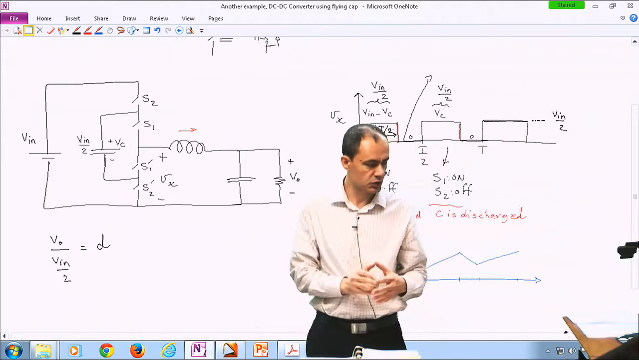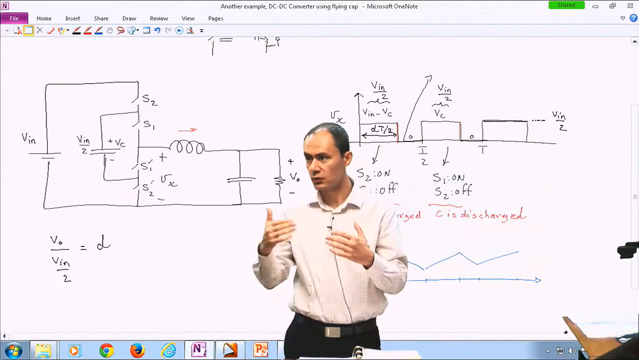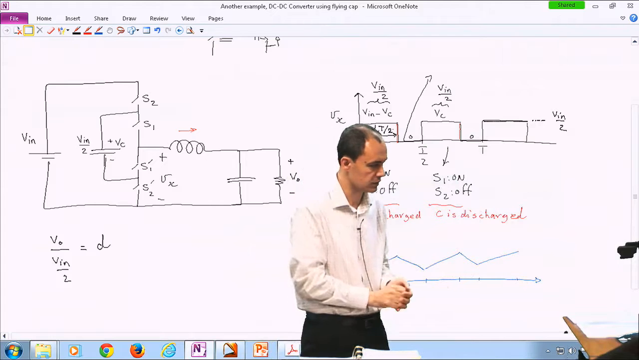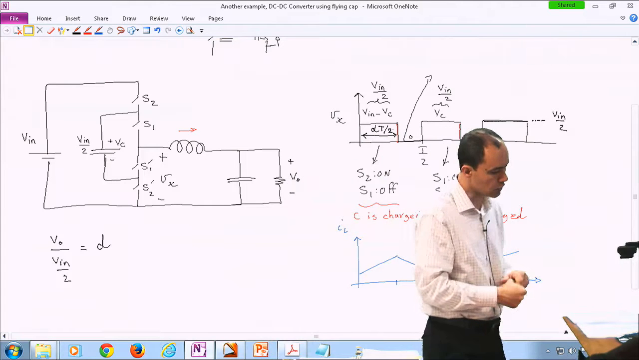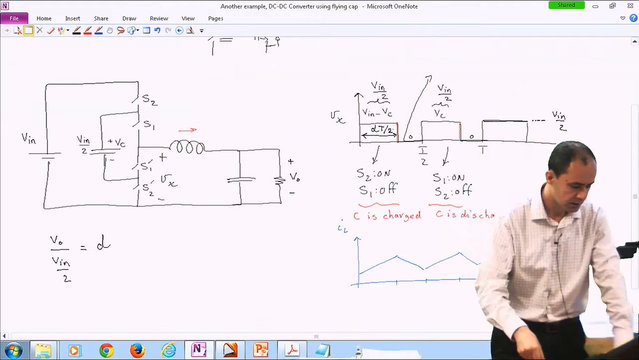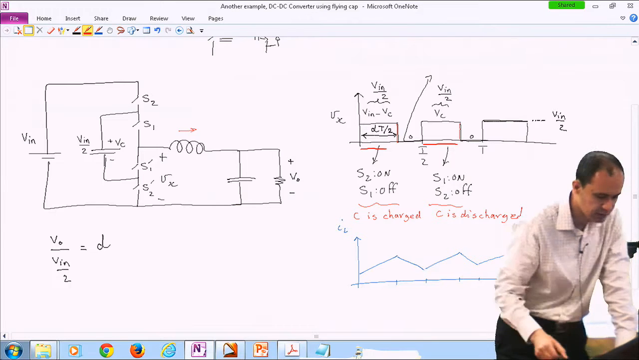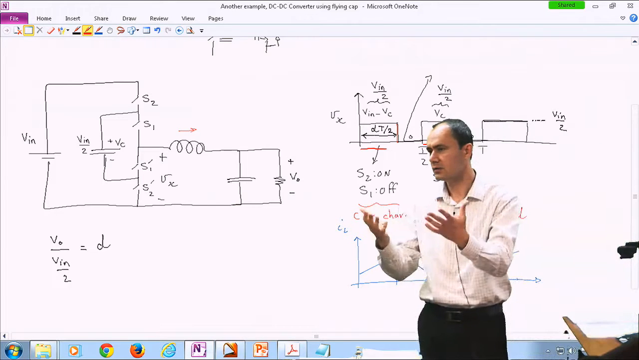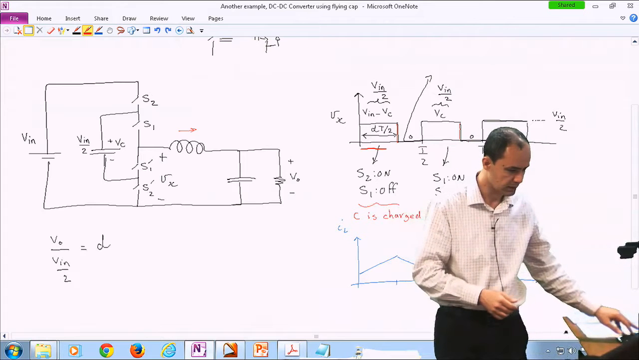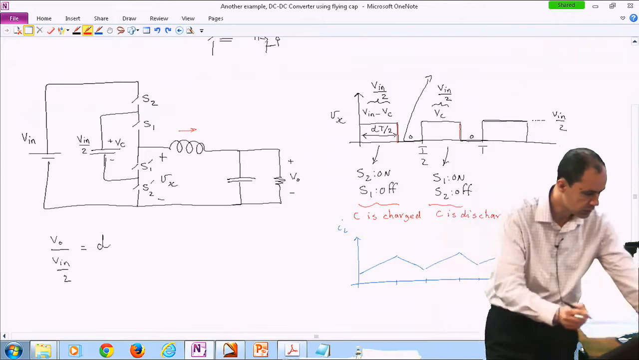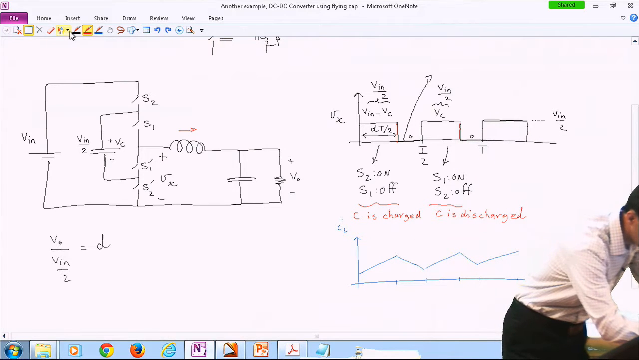By this definition, your duty cycle could vary from 0 to 1, kind of like what happens in the buck topology. Or you can consider this length and then add this length and then divide it by the whole period, and that gives you the same D. So honestly, it doesn't really matter how you define D. So D could be variable between 0 and 1.